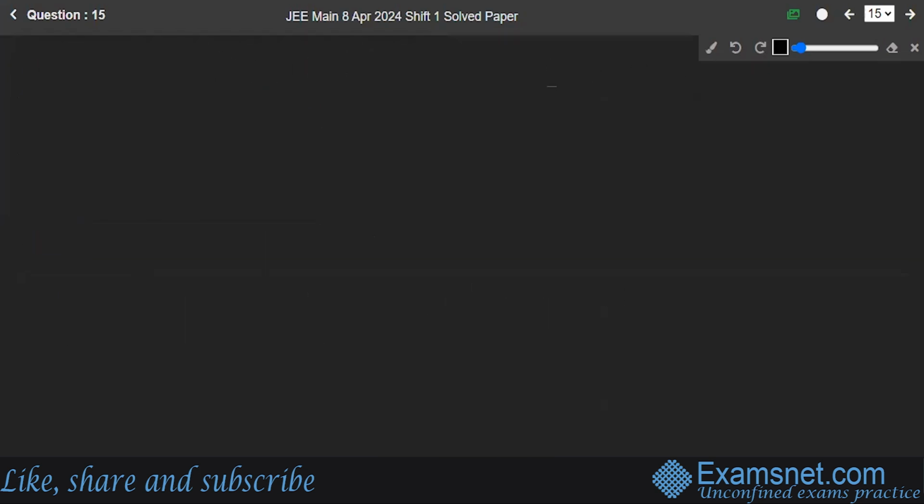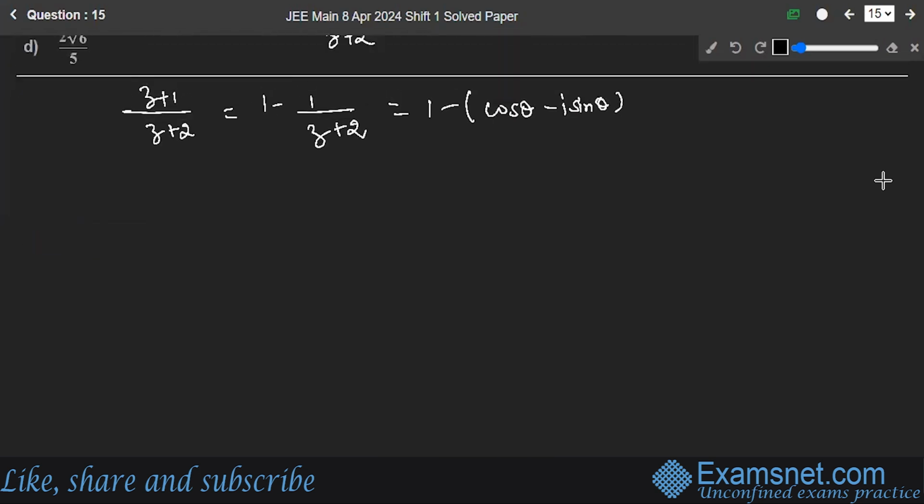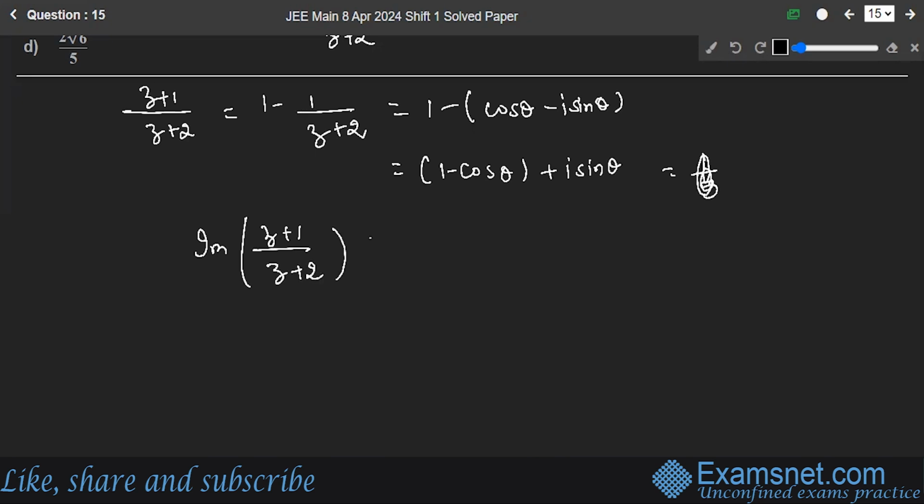So this is equal to 1 minus cos theta plus this. Now, you are given in the question that the imaginary part of Z plus 1 upon Z plus 2 is equal to 1 by 5. So, what is the imaginary part? That's sine theta. That is equal to 1 by 5. You can get the value of cos theta from here.